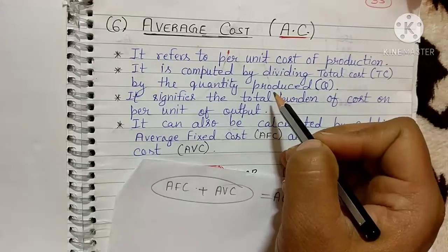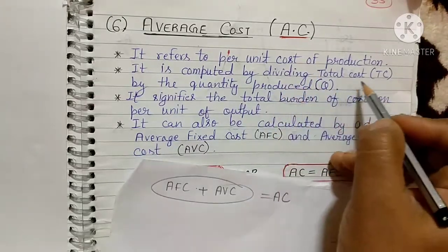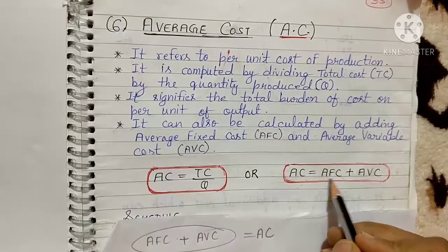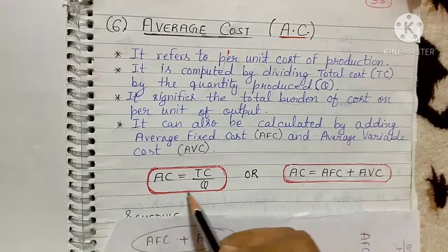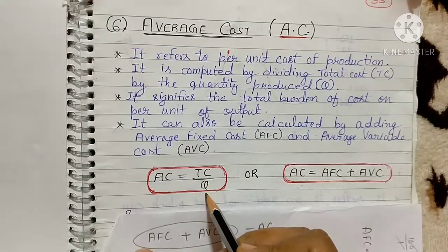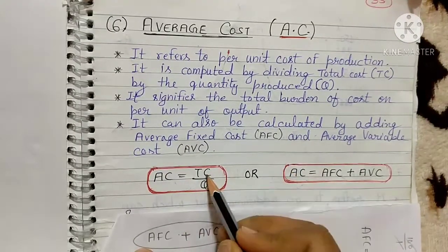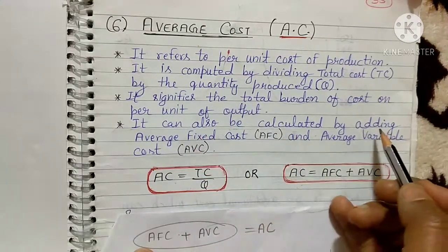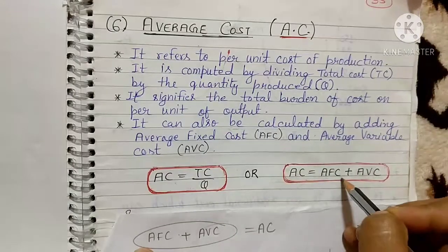Again, I'm telling you how we can find it: by dividing TC by Q, or we can add AFC plus AVC. Then also we can get AC. If we are given TC, we divide by Q and we get AC. So there are two formulas for finding average cost. It can also be calculated by adding the AFC and AVC.